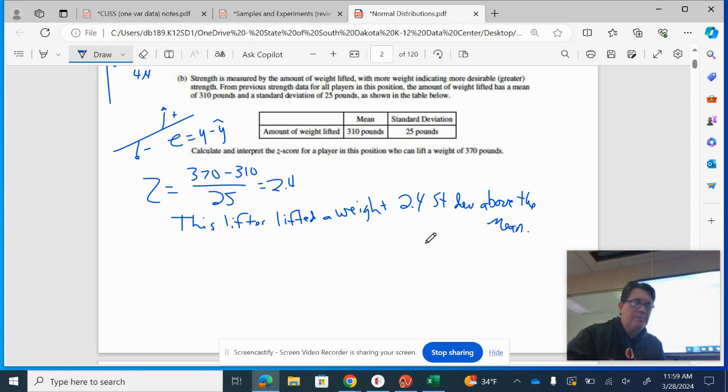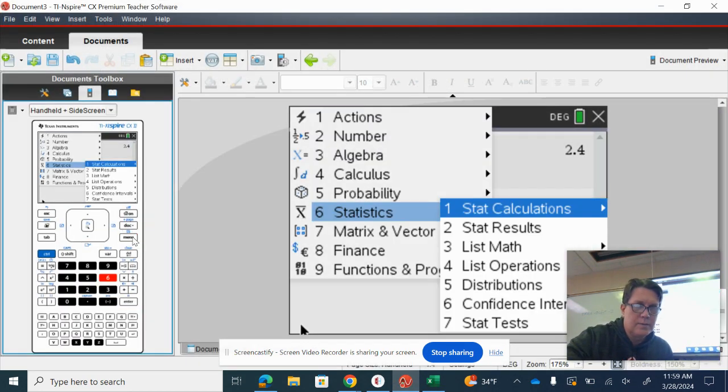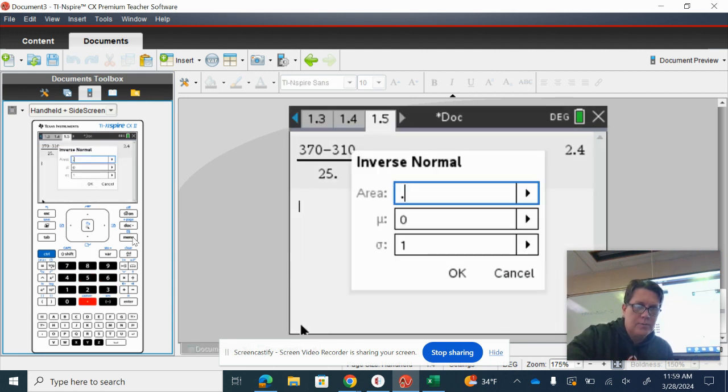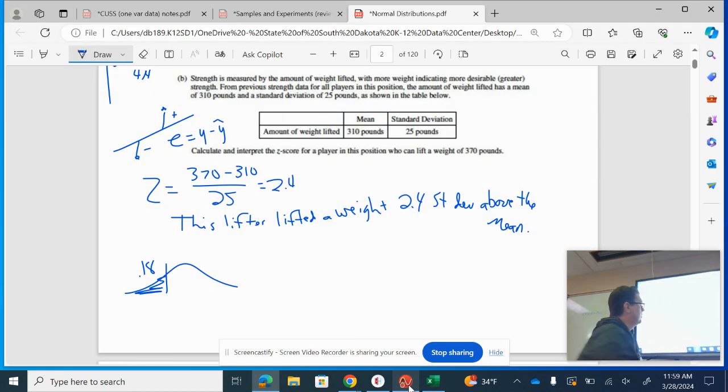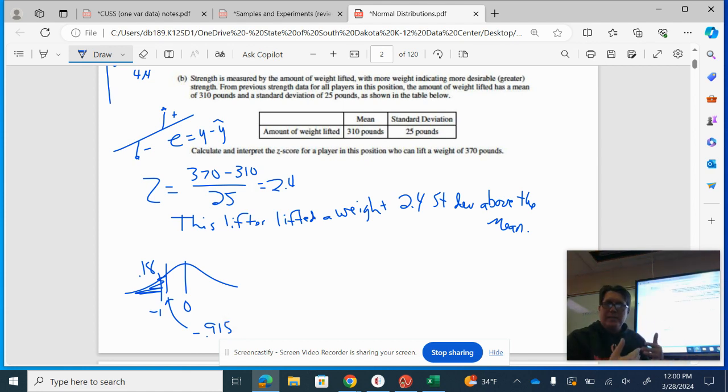I do want to touch one more thing. Remember percentiles, they're areas to the left. So if we said it's the 18th percentile, what's that z-score? Put in 0.18, and we get that the z-score is negative 0.915. Remember, the middle z-score is 0. Here's negative 1. This z-score is a negative 0.915. It's not quite a standard deviation below the mean. When you start with an area, you use an inverse. When you're looking for an area, you use the normal CDF feature. Hopefully that's some stuff that you've remembered.